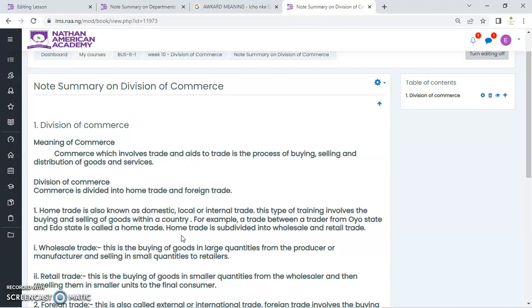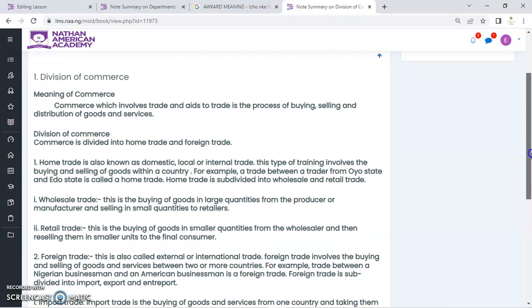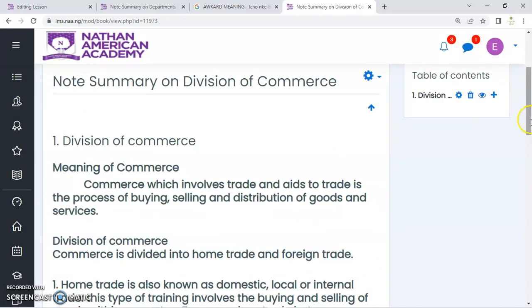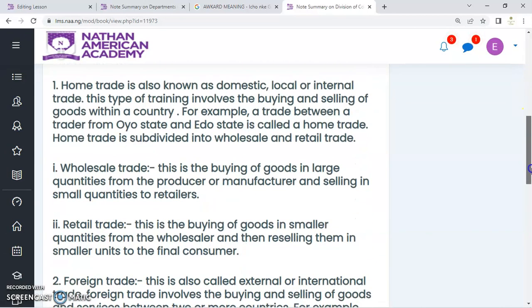What then is wholesale trade? Wholesale trade simply is the buying of goods in large quantities from the producer or manufacturer. Another word for producer is manufacturer. And these wholesalers then sell these products in small quantities to the retailers. And that takes us to the second subdivision of home trade, which is the retail trade.